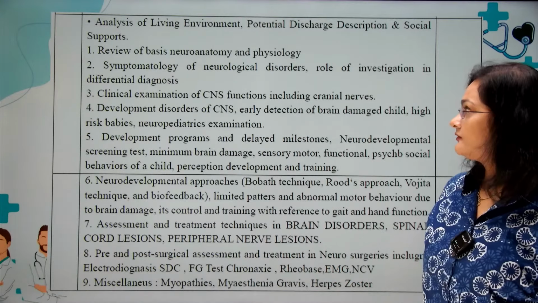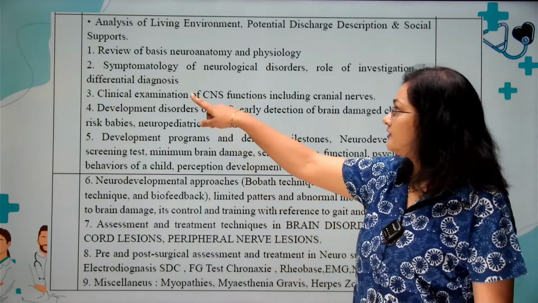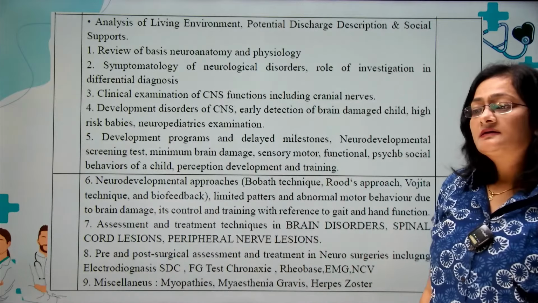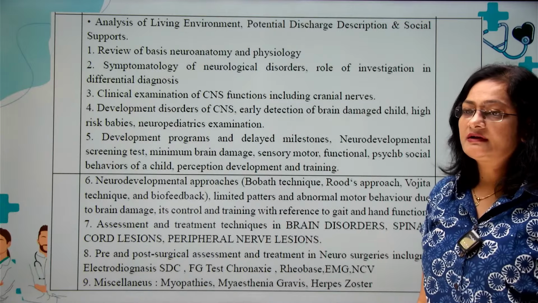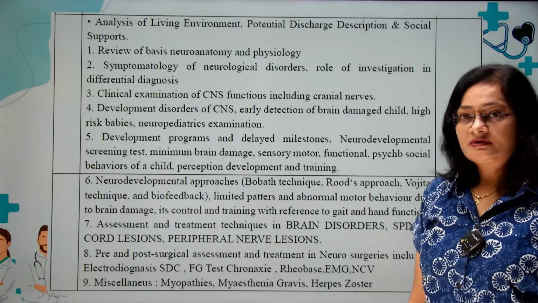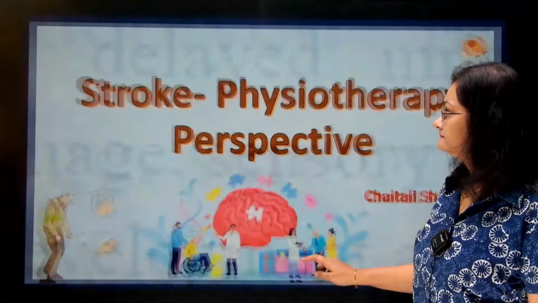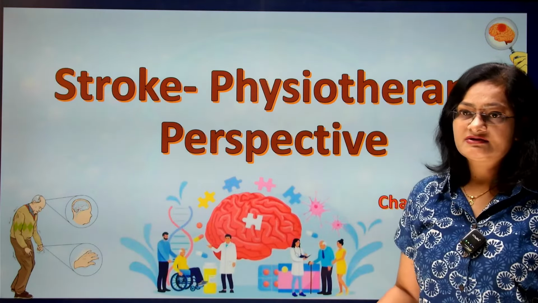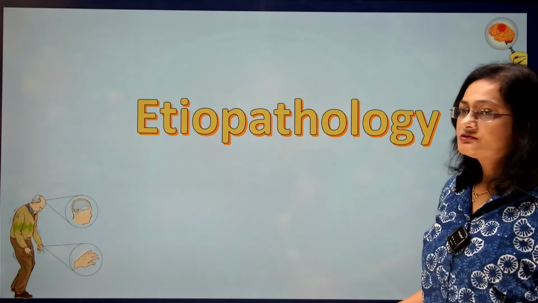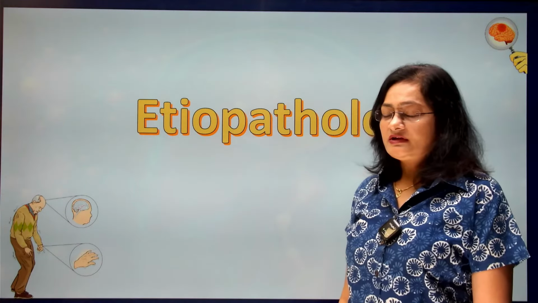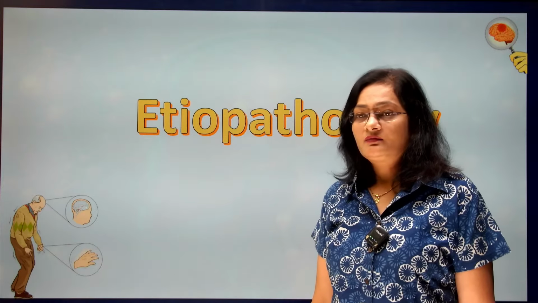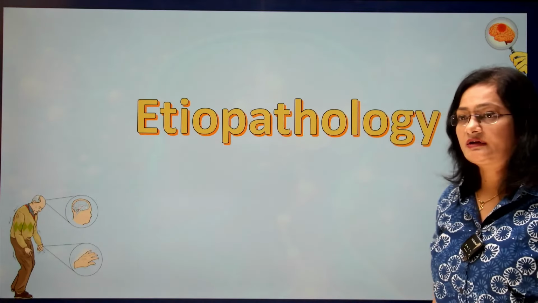So today we are going to cover the second topic, symptomatology of neurological disorder, and in this neurological disorder specifically stroke and Parkinsonism. These two conditions we are going to discuss in detail. So first is stroke physiotherapist perspective, which we are going to discuss. So stroke comprises of etiology, clinical features, classification, physiotherapy assessment, and physiotherapy management.